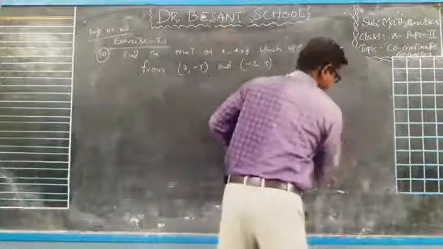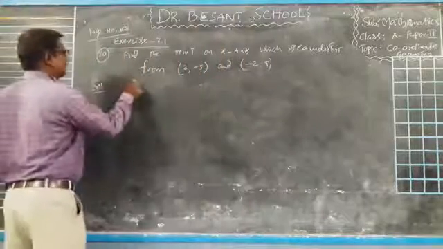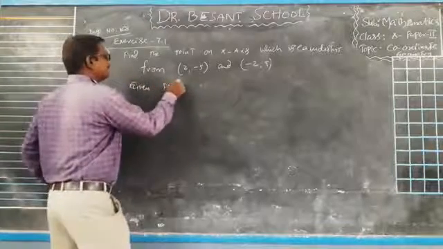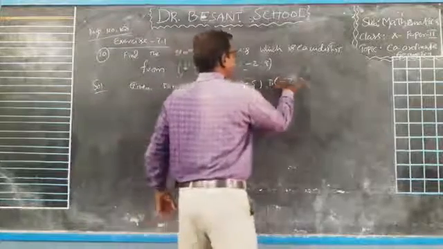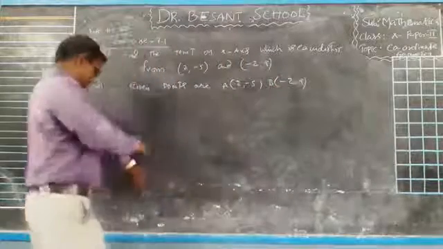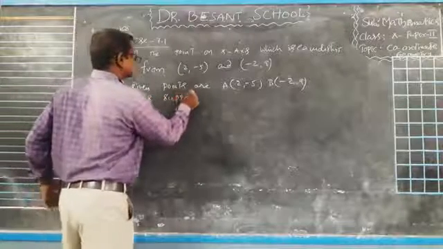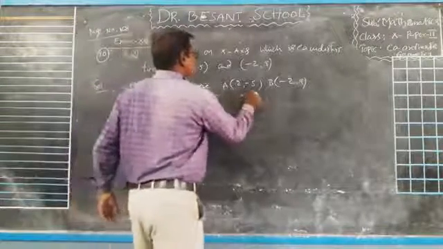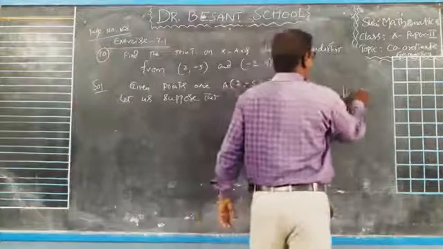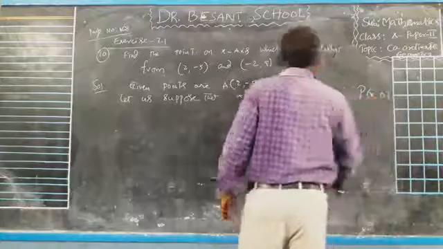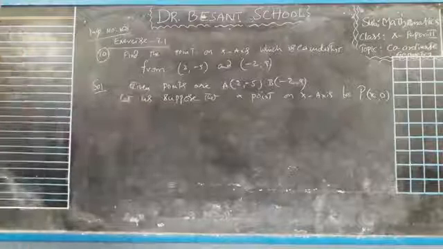Observe. See, solution. Given points are A (2, -5), B (-2, 9). Let us suppose a point on x-axis be P (x, 0). Once verify children.